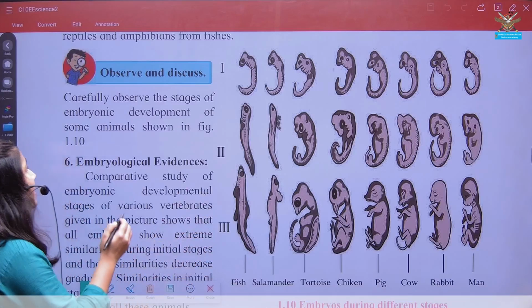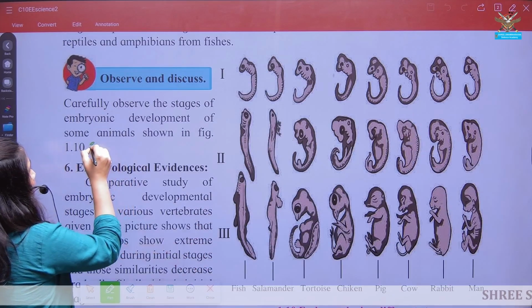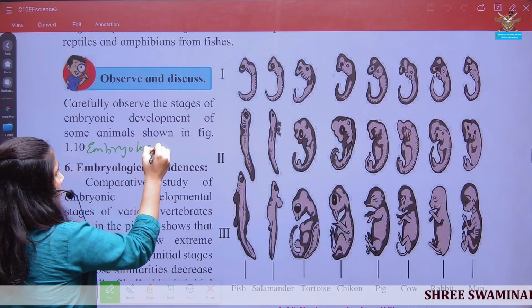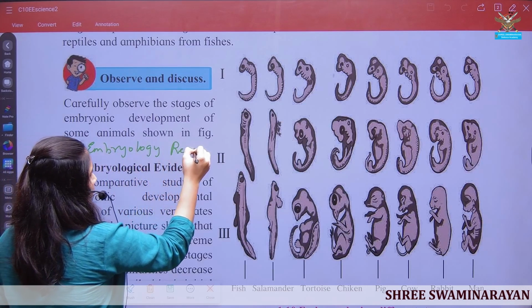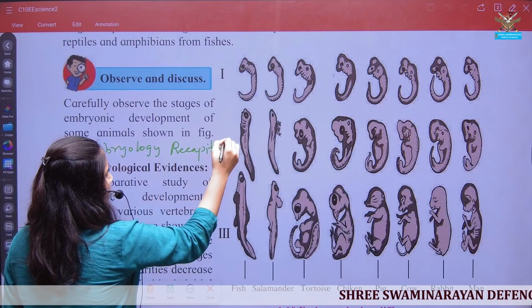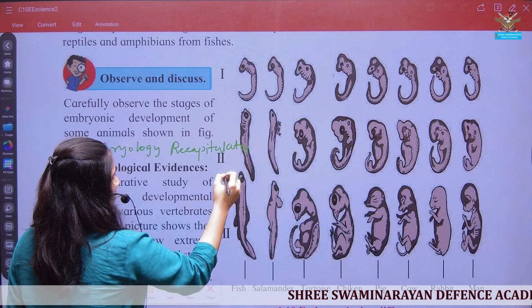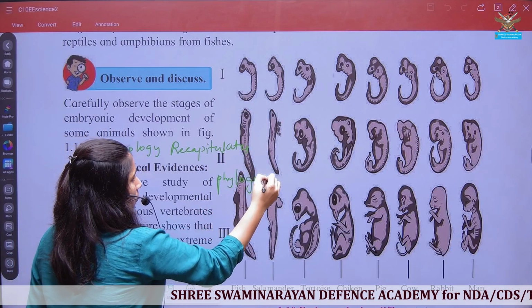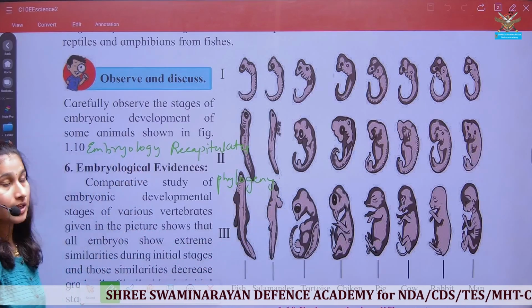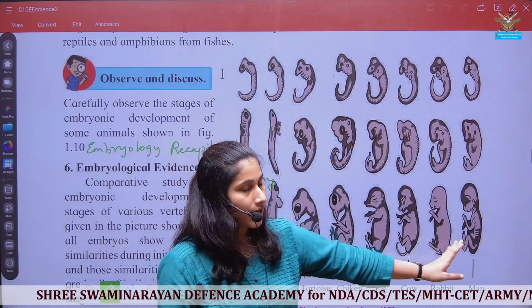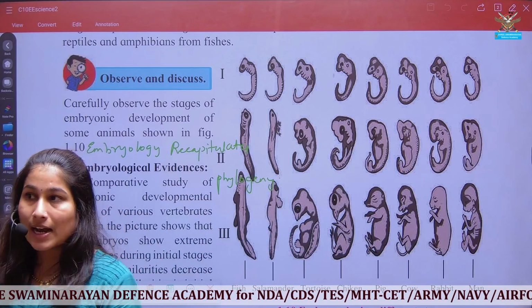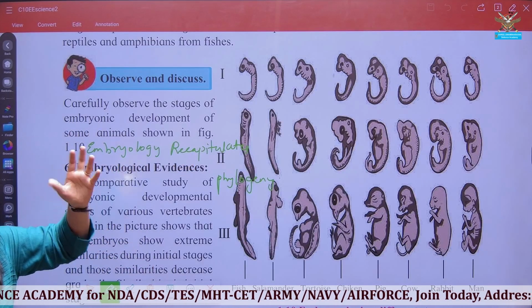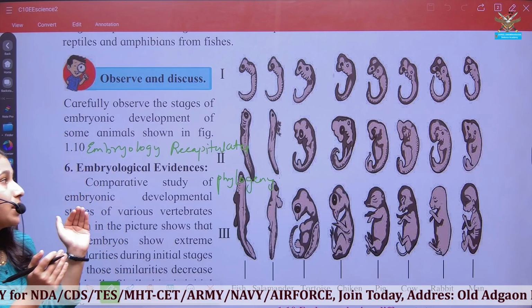So here we can say that embryology recapitulates phylogeny, that is evolution. In these embryological evidences, you can see that there is some kind of similarity between the development.